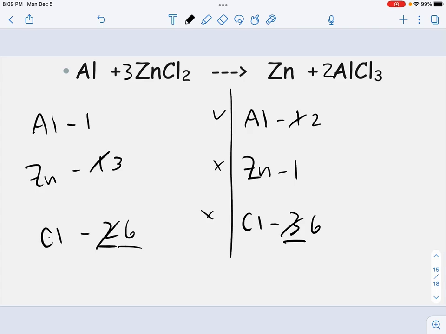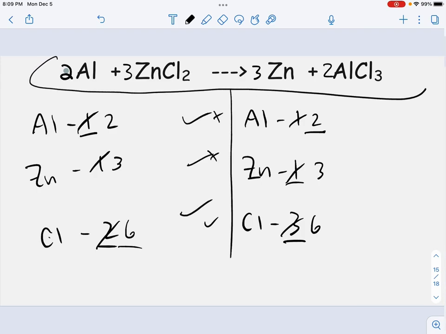All right, so now let's take a look at what is working, okay? Aluminum doesn't balance out, zinc does not, but chlorine does. Let's take a look at zinc, okay? I want to get to 3 zinc on the right-hand side, so I'm going to put a 3 there, and now I have 3 zinc. And let's take a look at aluminum. I have 2 on the right, so I want to get 2 on the left. So I'm going to go ahead and add a 2 there, and now I have 2. So if I do a check, everything is now balanced, guys. That's the correct balanced chemical equation.